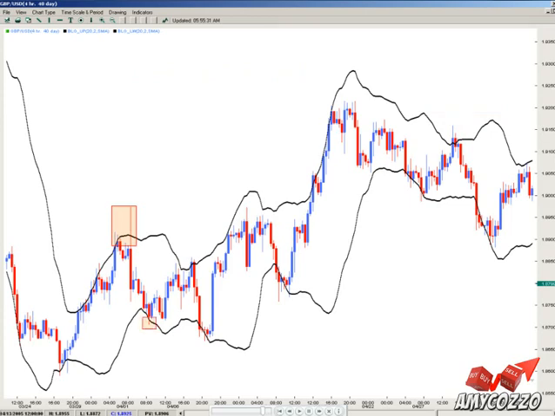The Bollinger Bands can help us identify the extreme market conditions and sit out the market noise that occurs most of the time.